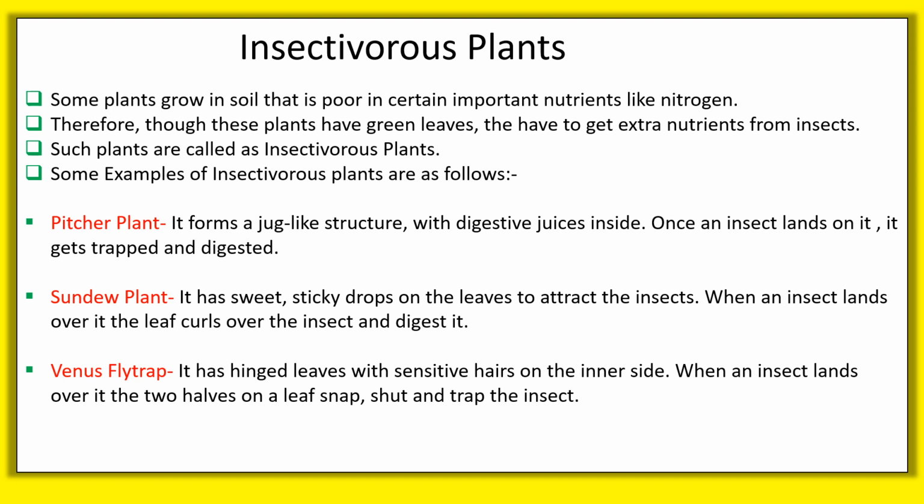Next is the sundew plant. It has sweet sticky drops on the leaves to attract insects. When an insect lands on it, the leaf curls over the insect and digests it. Venus flytrap is the third insectivorous plant. It has hinged leaves with sensitive hairs on the inner side. When an insect lands on it, the two halves of the leaf snap shut and trap the insect. So there are some points on insectivorous plants, and above are three examples. So next we move on.